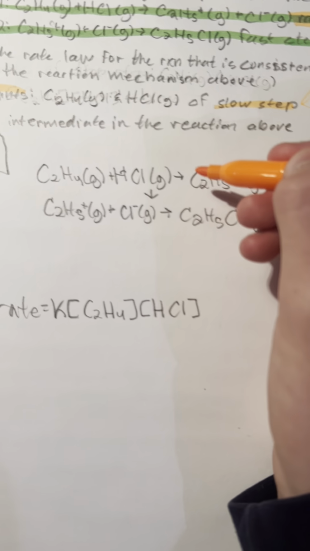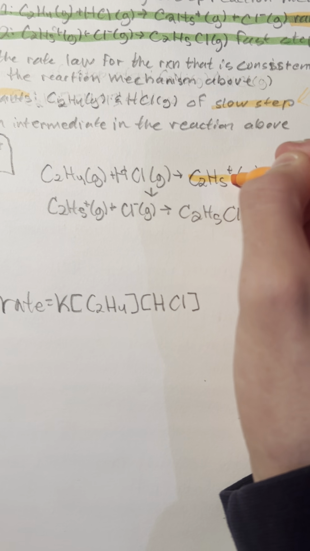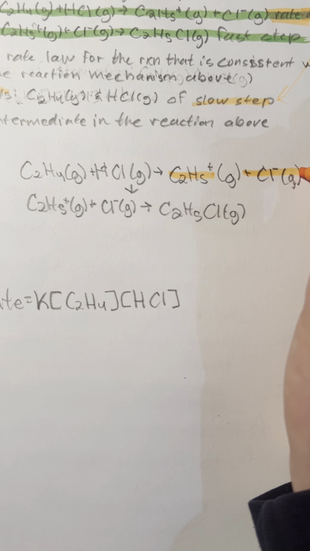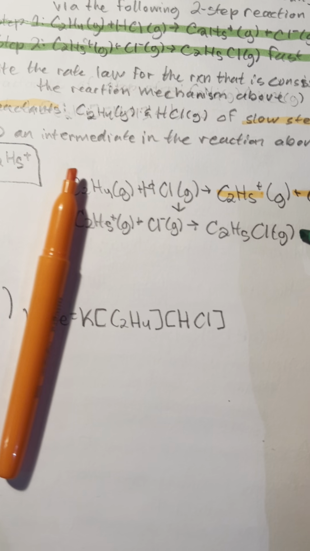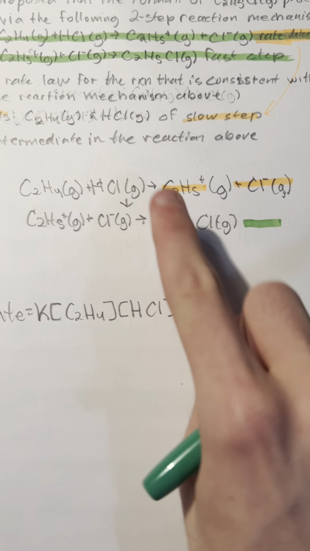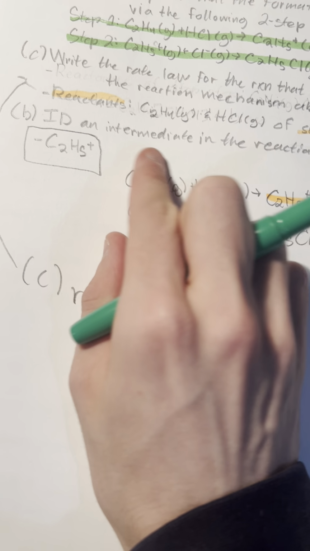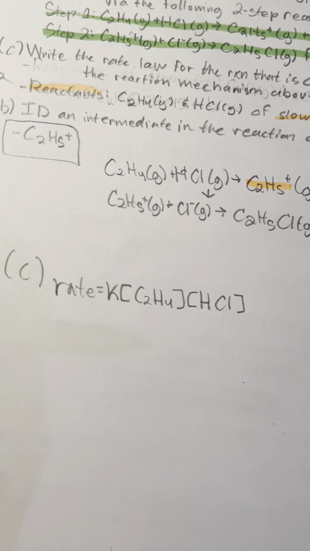So as you can see, both of these are intermediates because they're formed here, but they're missing here. There's nothing there. So these both are, but since it asks for an intermediate, you just have to put this.